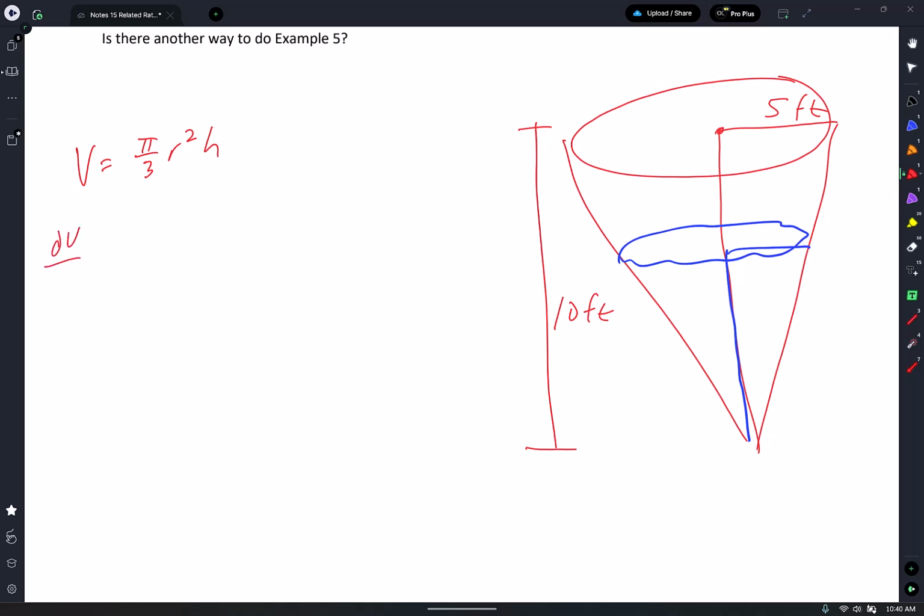We have dV/dt, which is 9 cubic feet per minute. We have h, which is 6 feet. What do we want? We want dh/dt. Okay. You could have done this.